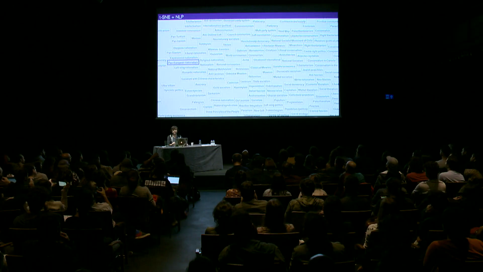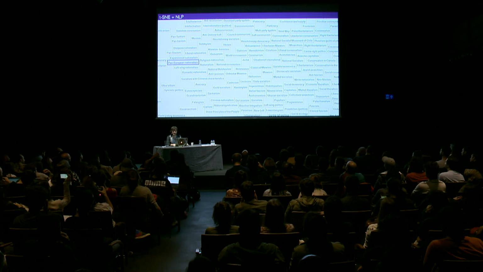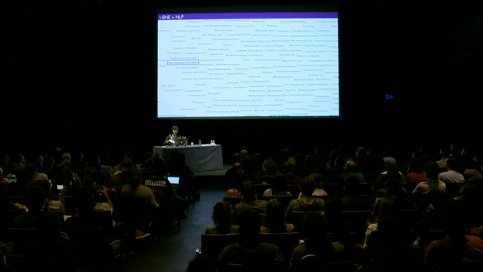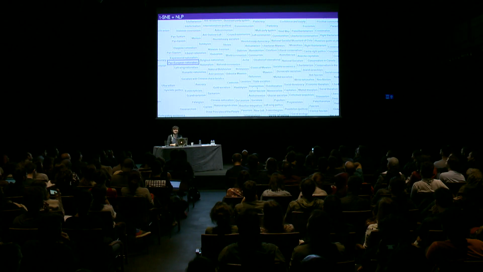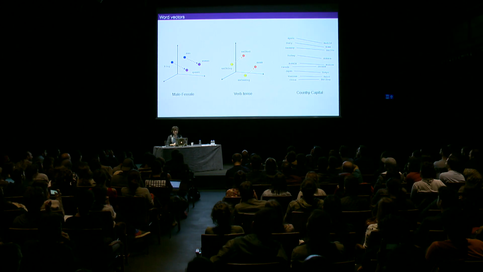You can also do this with text. This is organizing Wikipedia articles of so-called political ideologies, organized according to the similarity of the topics they deal with. There's a nationalism cluster here. There's anarcho-capitalism, National Socialism. Anyway, impossibilism. I've never seen that. What is that? Does anyone know what that is? I learn something new every time I look at this image.